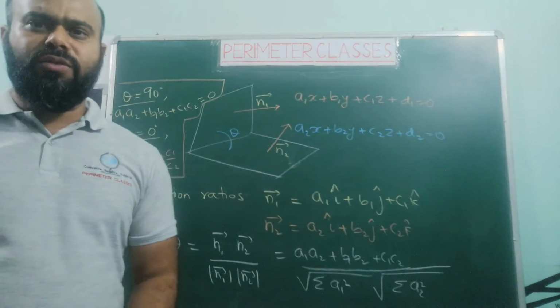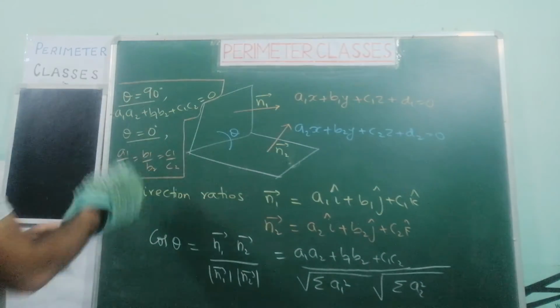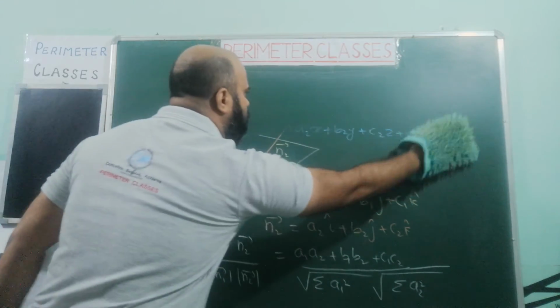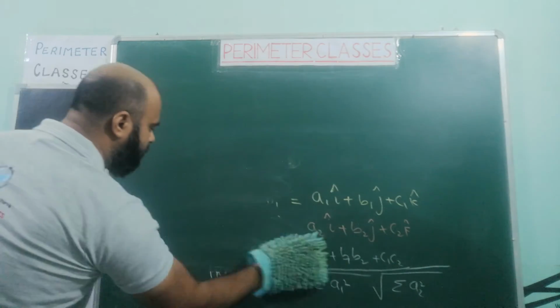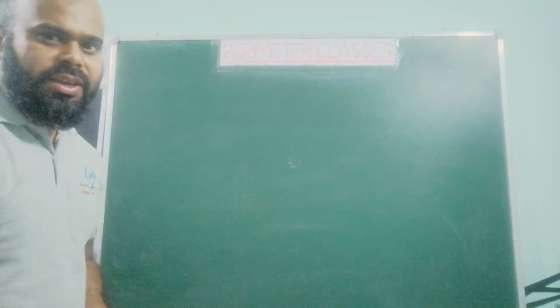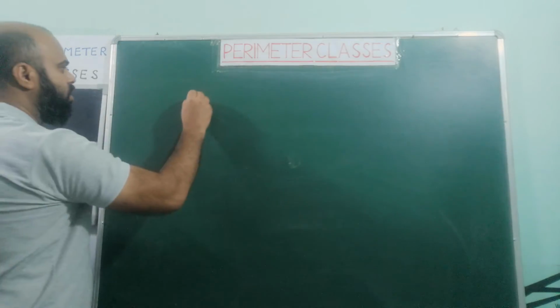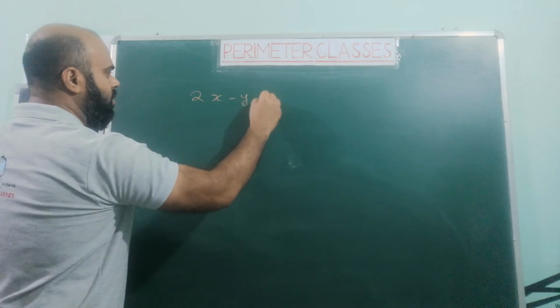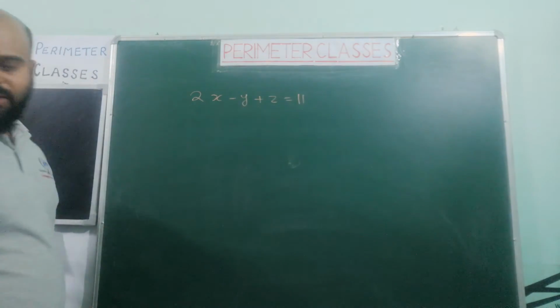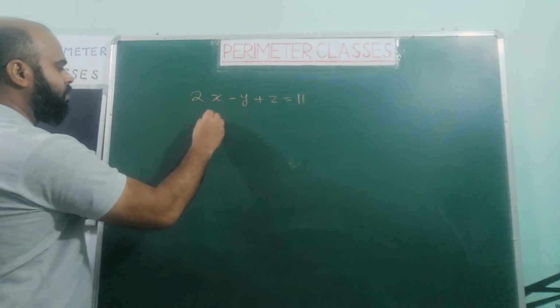Let us give you one question here so that you can apply this formula. There are two planes given to us. The first one has the equation 2x minus y plus z is equal to 11. This is the equation of the first plane. Another one is x plus y plus 2z is equal to 3.